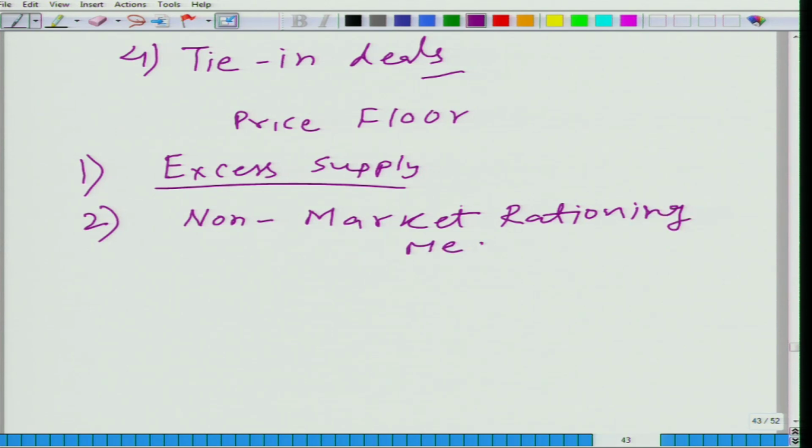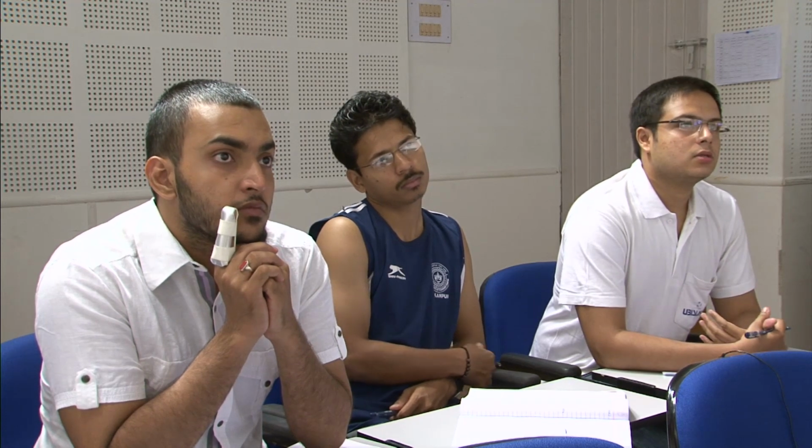And can you tell me what is one example of non-market rationing mechanism? Let us take the example of the minimum support price for wheat. Of course, you will have excess supply and also non-market rationing mechanism. Can you give me one example in case of excess supply of wheat because of a price floor? The payment is not done at the time of buying, it is done after a year or after a few months. That can be one.